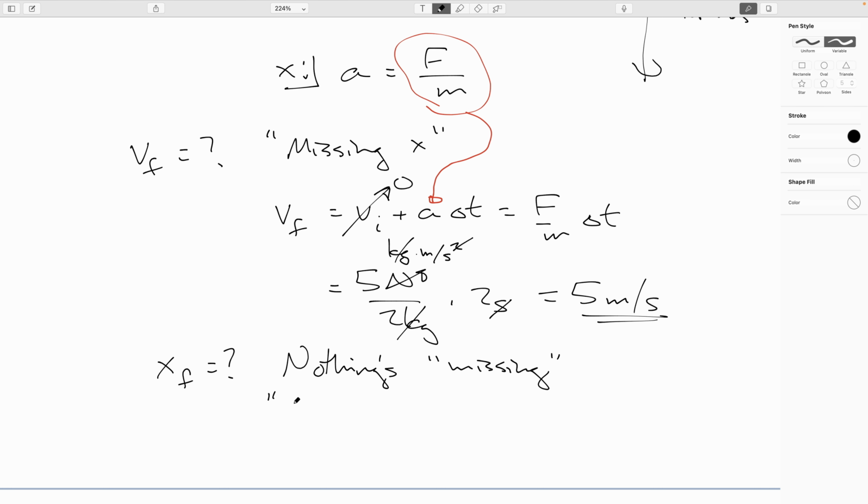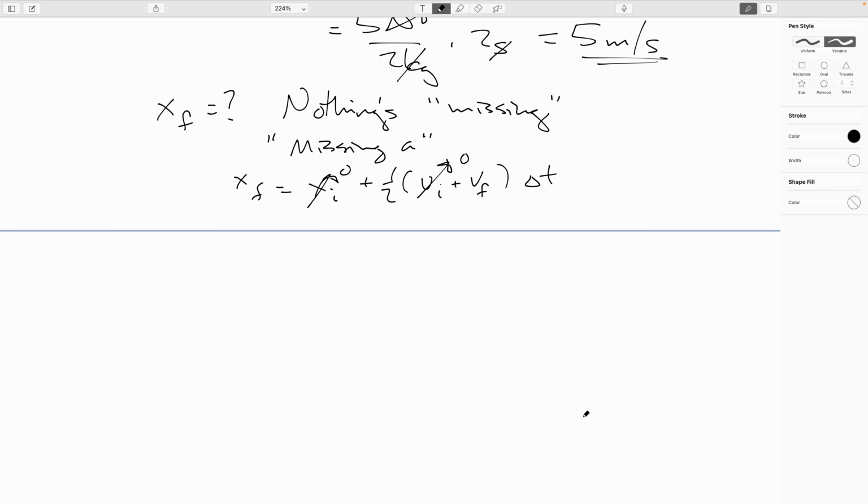I'm going to pick the one that's missing acceleration, just because it's the one I feel like; I could have picked any of the others. This will be x initial plus 1/2 times v initial plus v final, times delta t. x initial is 0, v initial is 0. So we get that my final position is 1/2 times 5 meters per second times 2 seconds. Units work. We have meters, and 1/2 times 5 times 2 is 5 meters.